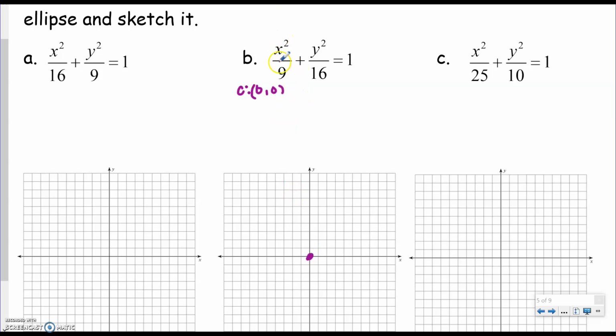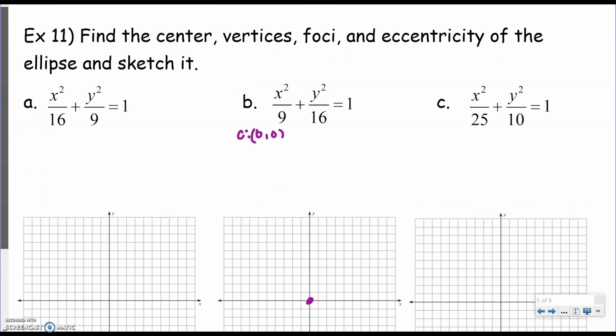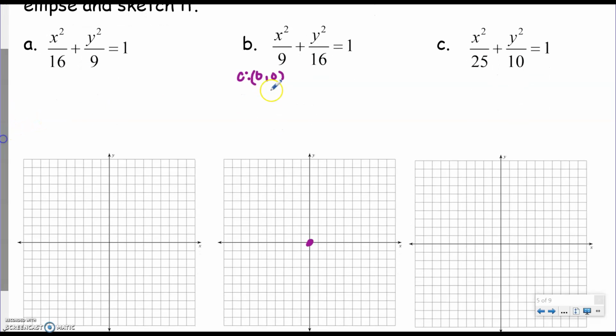And then what I do to make this easier is, let's see what I have to do. Vertices, foci, eccentricity. So vertices, I'm going to find the bigger number. Notice the bigger number is underneath my y. Take the square root of that. So square root of 16 is 4. And that's my y, so I'm going to make sure I put it as a y. My vertices are going to be positive and negative 4 in this case.